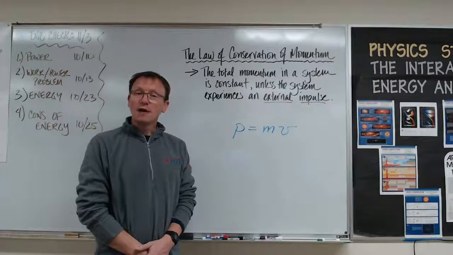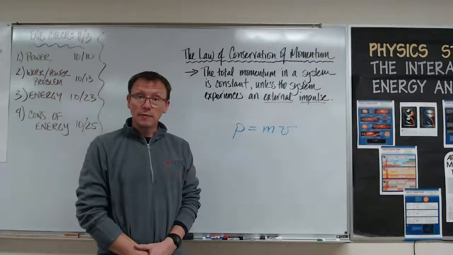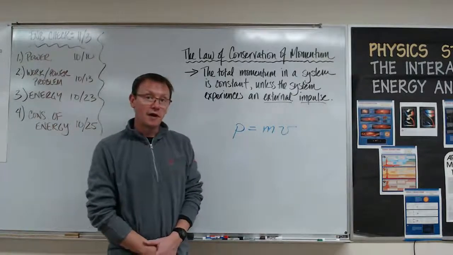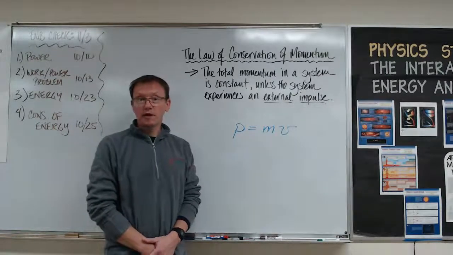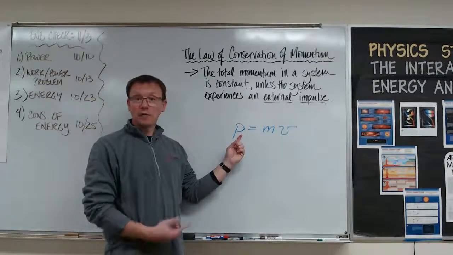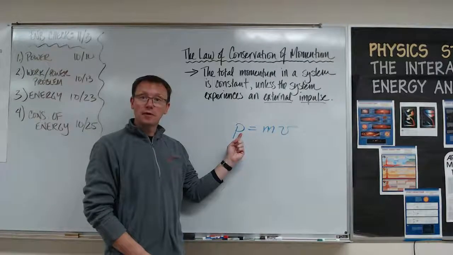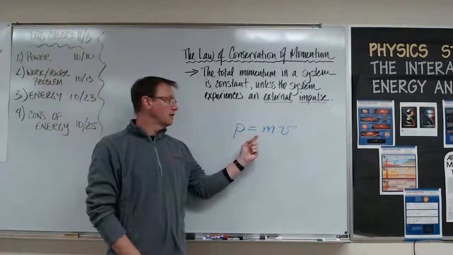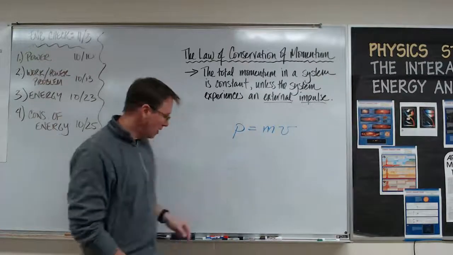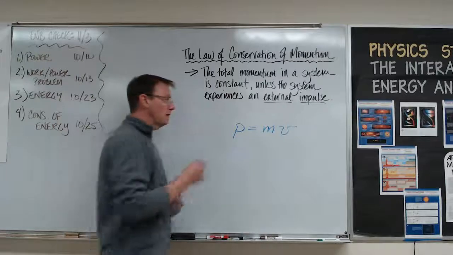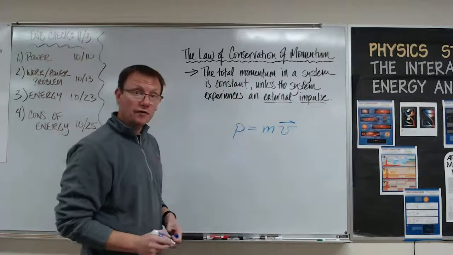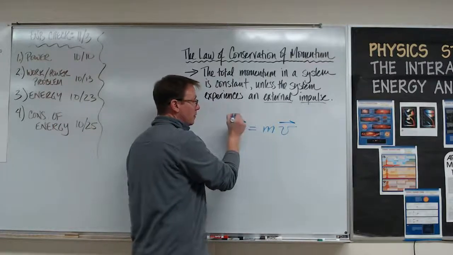So here we go. Again, it's the law of conservation of momentum, and so it's important to be able to remember what momentum is before we start. Remember, momentum is what we defined as inertia in motion, and it's defined by this formula here. The momentum, little p, which I know is weird, is equal to the mass of the object multiplied by its velocity.